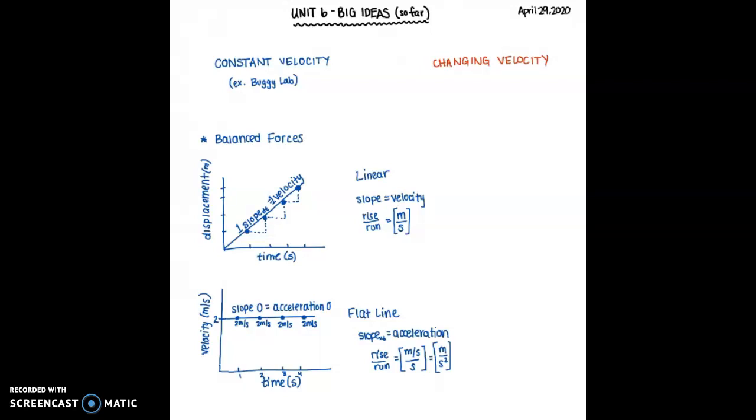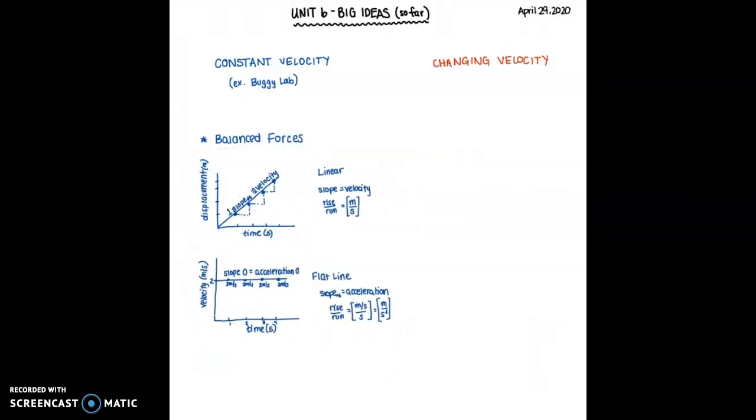So this is our constant velocity column. We have a displacement time graph, we have a velocity time graph. We can notice that there are balanced forces that are causing this constant velocity. This was all talking about Buggy Lab, or it might remind you a lot of your formative. So let's transition over to the most recent things that we've learned, which involve changing velocity.